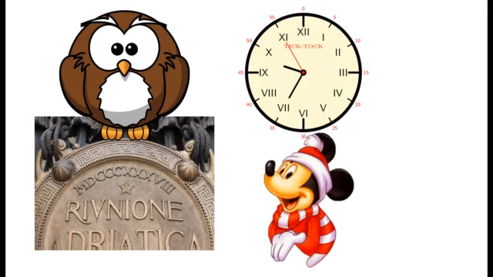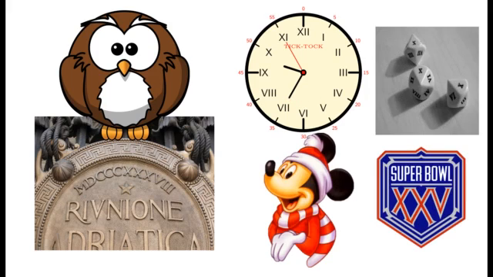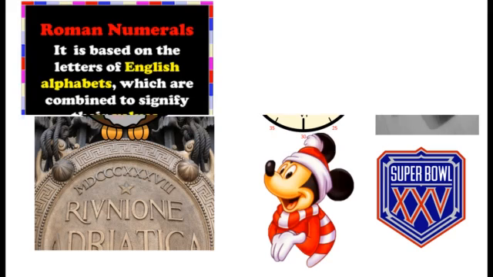The next picture, if I show you, you can see here a clock and the numbers are written in Roman numerals. So this is the second example, and the third one, if I show you, you can see these dice and this symbol of Super Bowl. These all are in Roman numerals. So children, we find that today also we use Roman numerals. So what is actually Roman numerals?